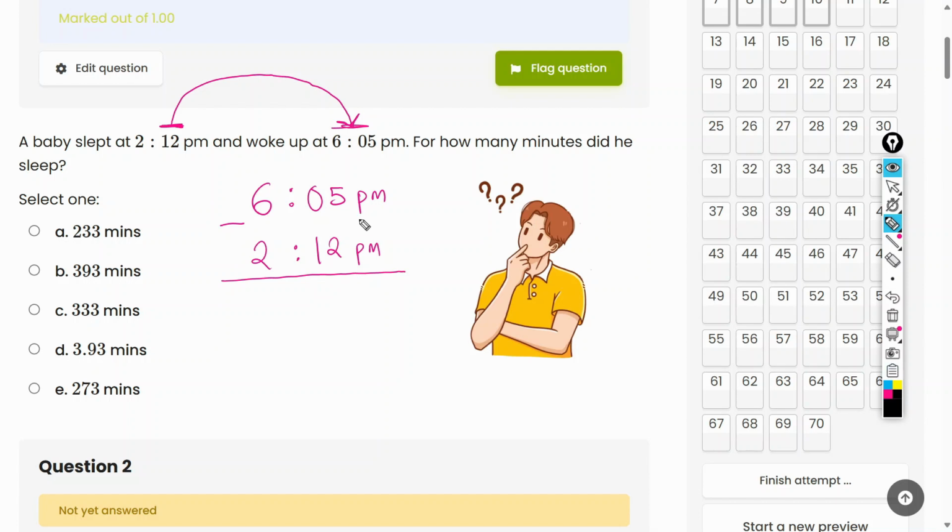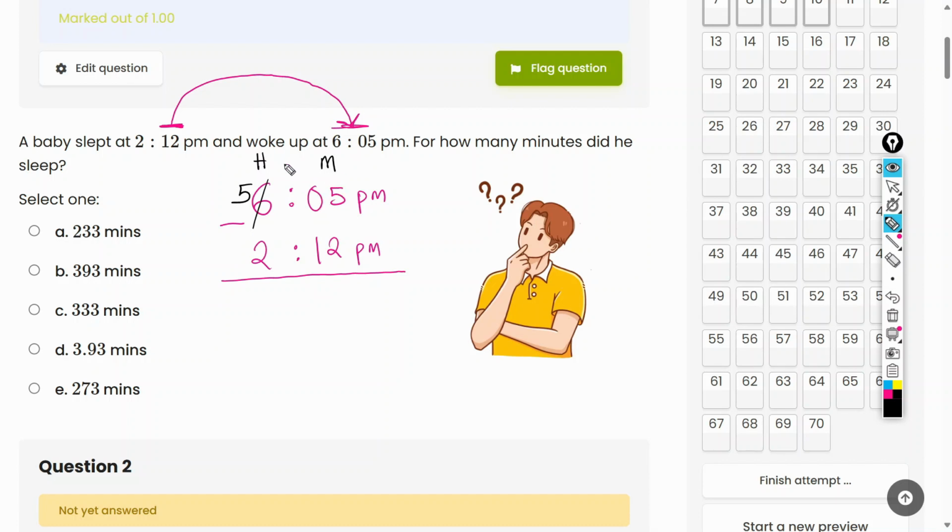As usual, we work from behind. So this is our minutes and this is hours. So 5 minutes minus 12 minutes. Of course, that cannot go. So we borrow 1 from 6, it becomes 5. Remember, the value that we are borrowing here is actually 1 hour. So by the time it comes here, we have to change it from hours to minutes.